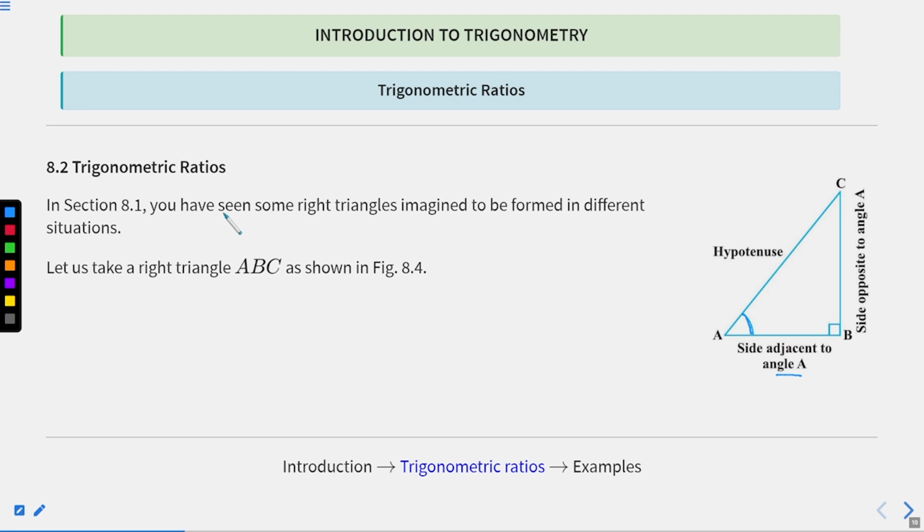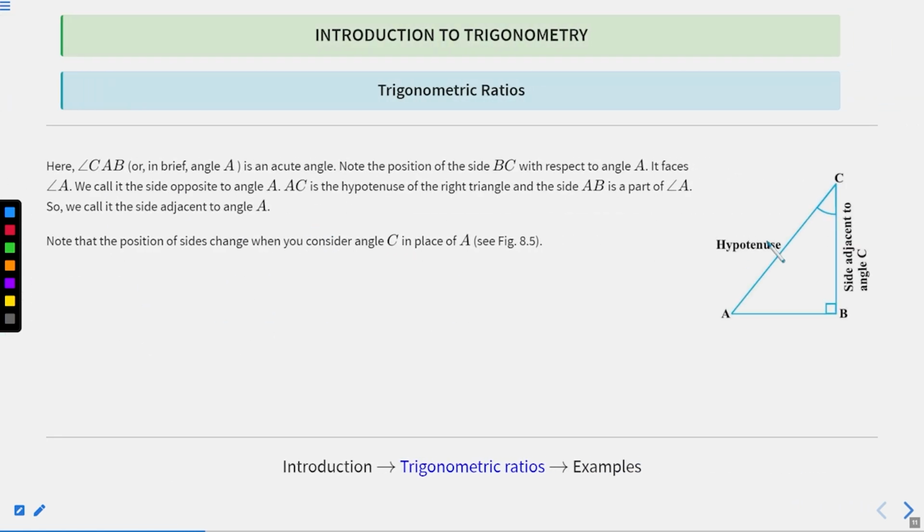In section 8.1, you have seen some right triangles imagined to be formed in different situations. Let us take a right triangle ABC, shown in figure 8.4. Here, this is a right triangle. Angle CAB, in brief angle A, is an acute angle.